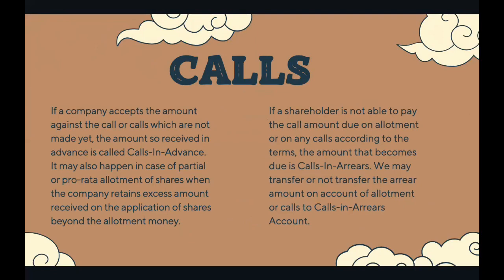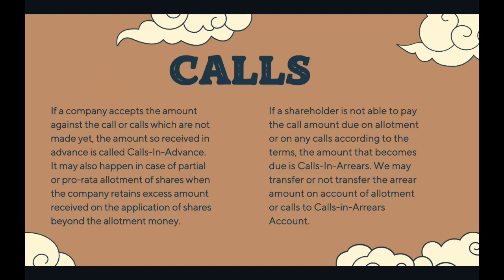And the last one is calls. So for this part, it is divided into two categories. There are calls in advance and calls in arrears. Calls in advance is if a company accepts the amount against the call or calls which are not made yet. The amount so received in advance is called calls in advance. It may also happen in case of partial or pro rata allotment of shares when the company retains excess amount received on the application of shares beyond the allotment money.